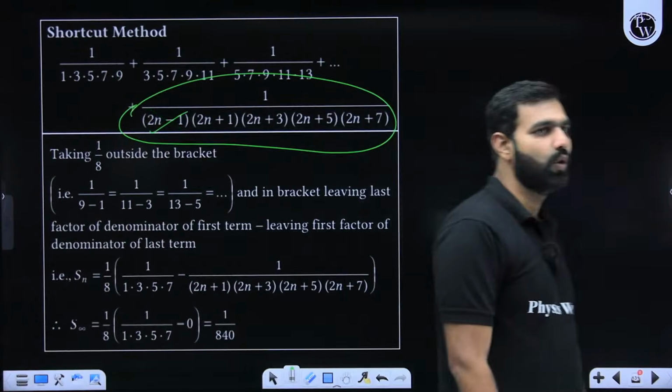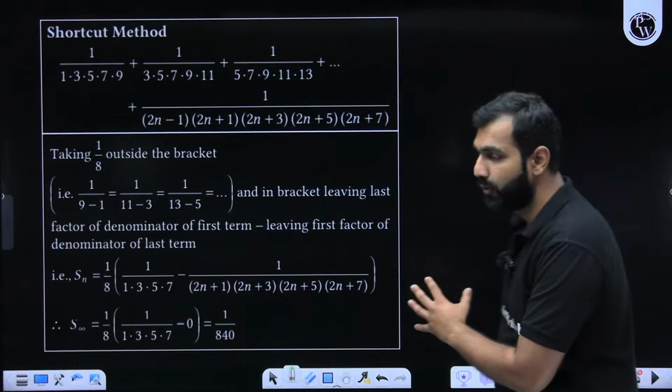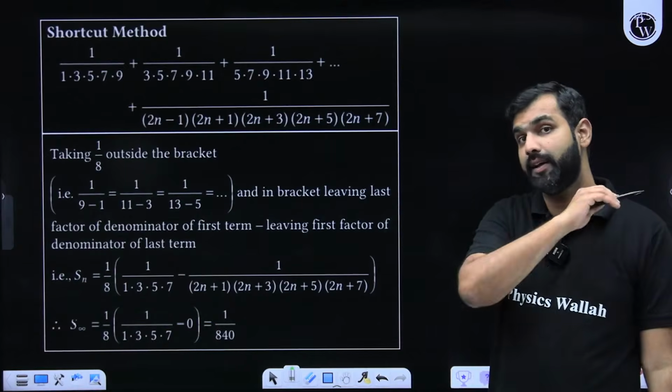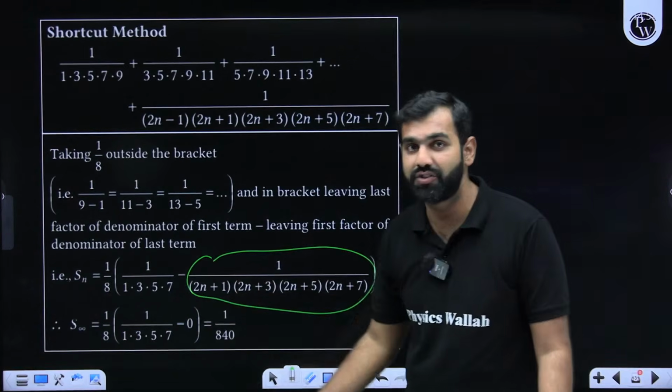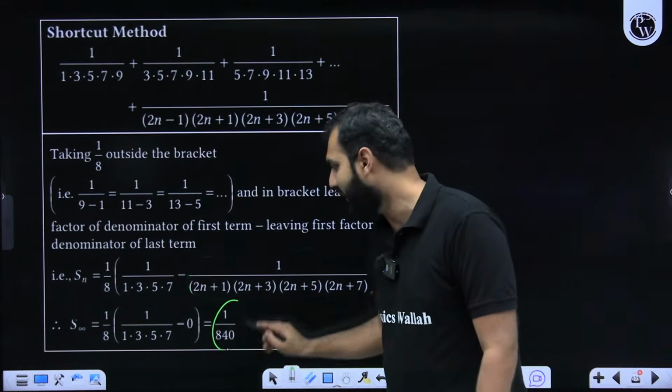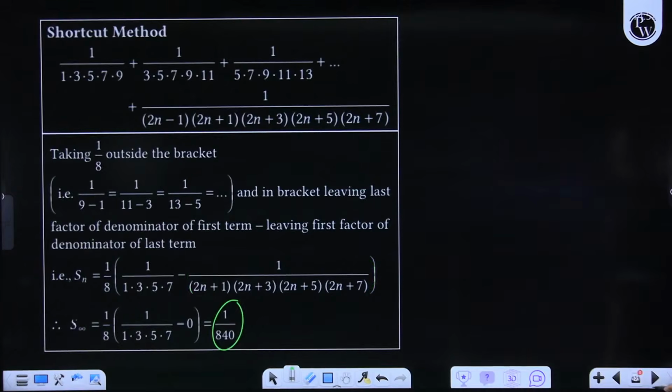Did you understand the whole approach? I'm leaving you with this and you will be able to find its answer. Let's say the infinite terms sum needs to be found. Then this will be approaching 0, because when n approaches infinity this will approach 0, and this will be the answer. Isn't it interesting and easy? And you could solve these questions within seconds.